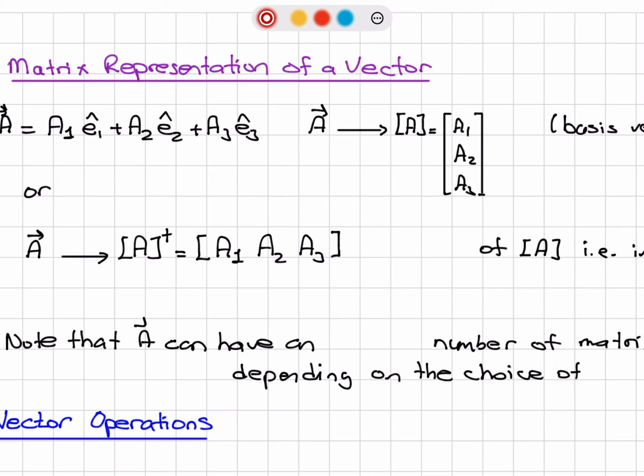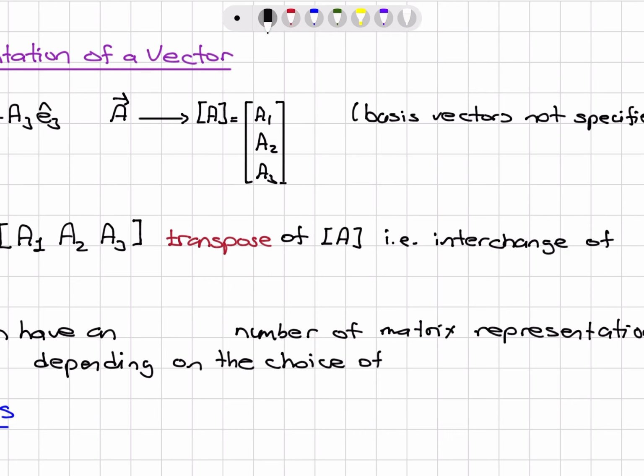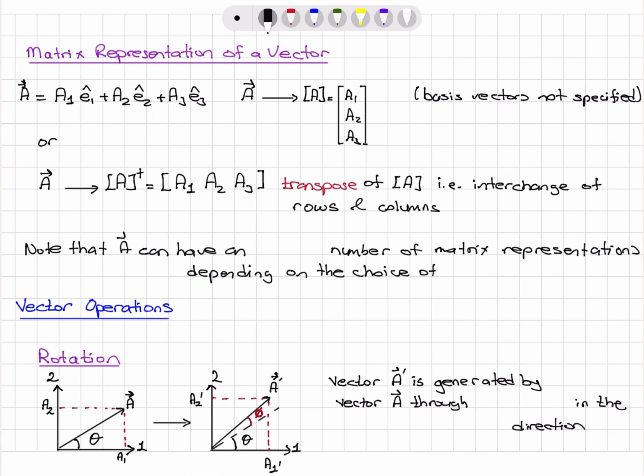Second row, first column becomes first row, second column. Third row, first column becomes first row, third column. So the rows and columns exchange places. And this is called the transpose operation, transposition. Transpose of matrix A is the interchange of the rows and columns. So that's how we obtain the transpose of a matrix.